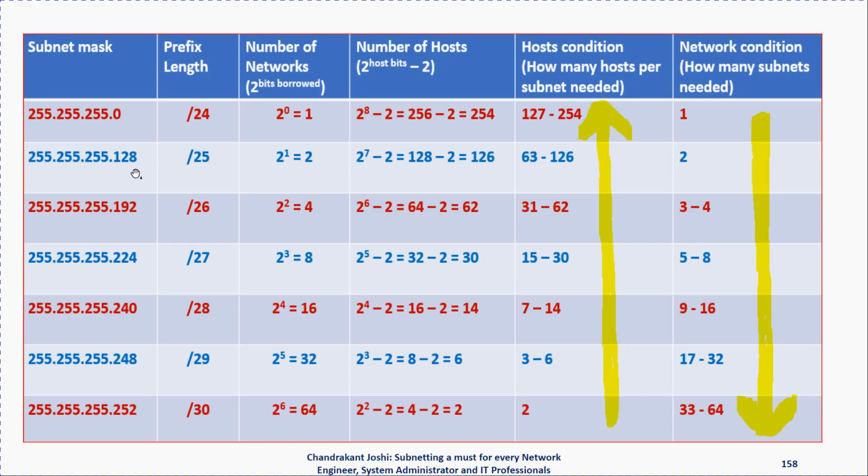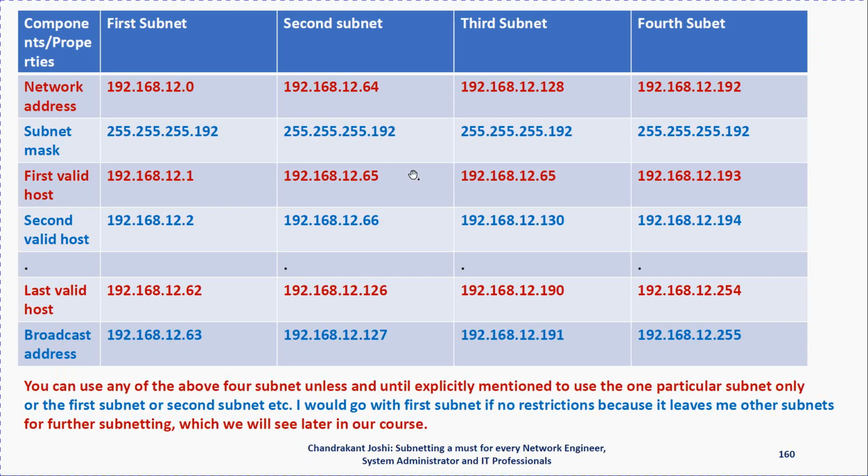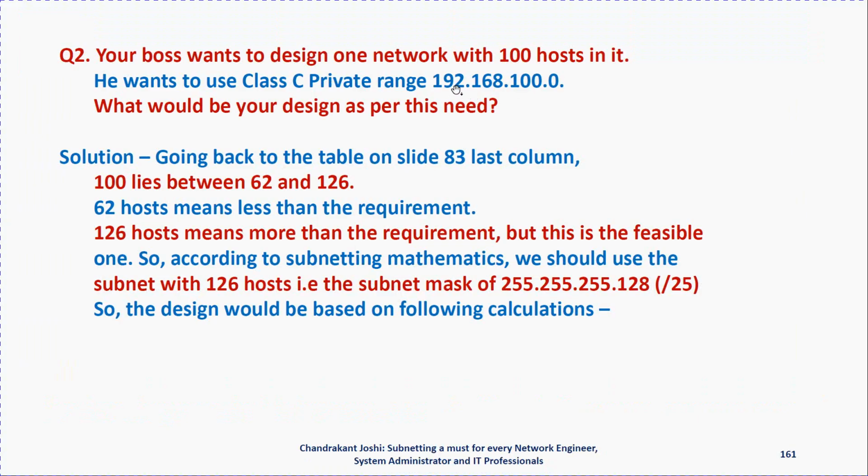Remember, the interesting octet value is 128. So the block size would be 256 minus 128, which is 128. So my first network would be .0, second network would be .128. So in this case it is 100. So the first network would be 192.168.100.0 and the second network would be 192.168.100.128.